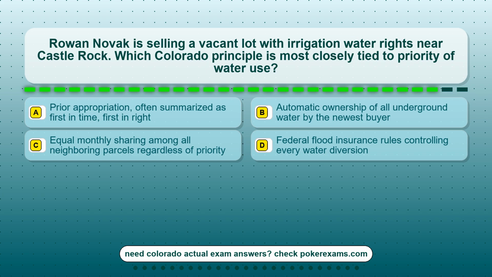Question 18. Rowan Novak is selling a vacant lot with irrigation water rights near Castle Rock. Which Colorado principle is most closely tied to priority of water use? Option A, prior appropriation, often summarized as first in time, first in right. Option B, automatic ownership of all underground water by the newest buyer. Option C, equal monthly sharing among all neighboring parcels regardless of priority. Option D, federal flood insurance rules controlling every water diversion.